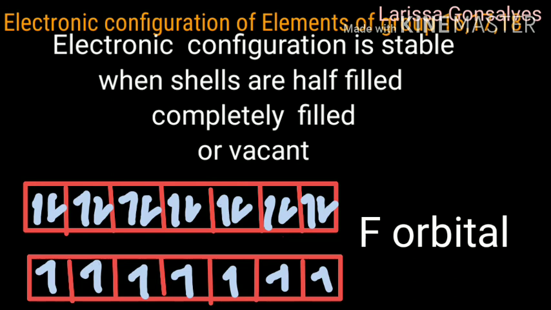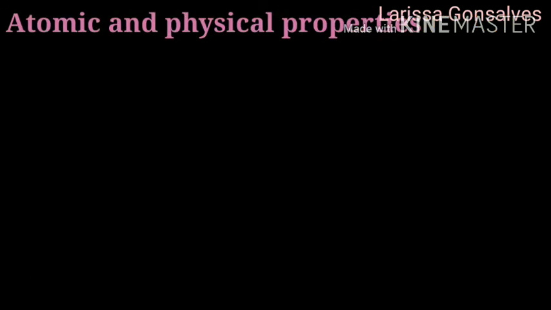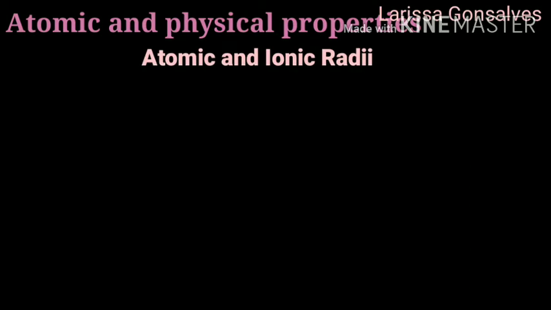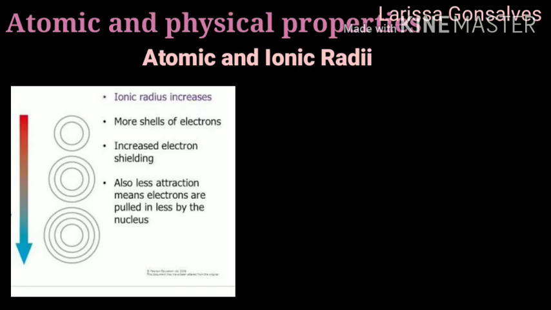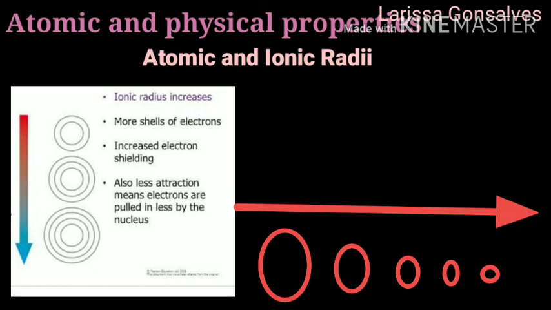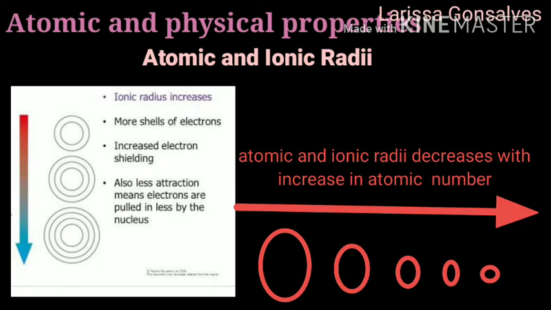Now we move on to study the atomic and physical properties of group 16, 17 and 18 elements. First is atomic and ionic radii. In group 16, 17 and 18, the atomic and ionic radii increases as we move down the group because there is increase in the number of quantum shells because of increasing atomic number. When you move across a period, that is from left to right, the atomic and ionic radii decreases with increase in atomic number, consequent to increase in Zeff, which is the effective nuclear charge.